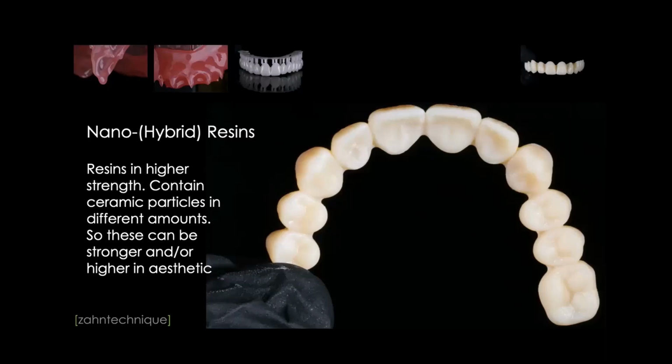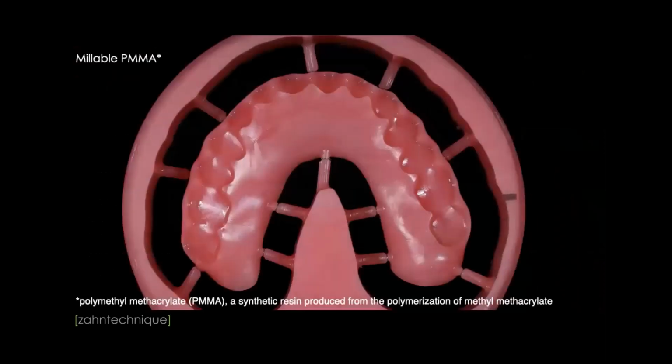And more aesthetic. And then we either bond them into a millable base or into a printable base. Yes, so now we can talk about milling and millable discs. So this is a millable PMMA. And remember that you can mix and match, basically. You can have a printed base with millable PMMA teeth.